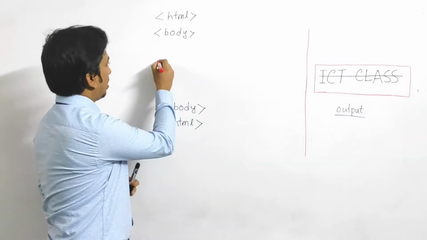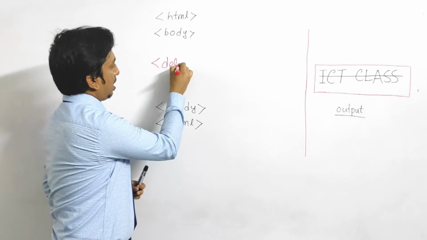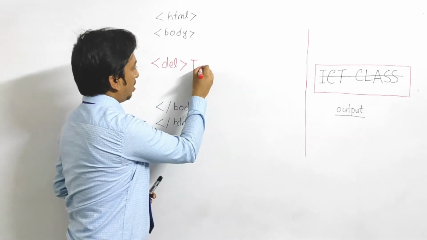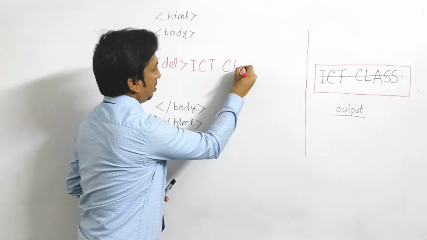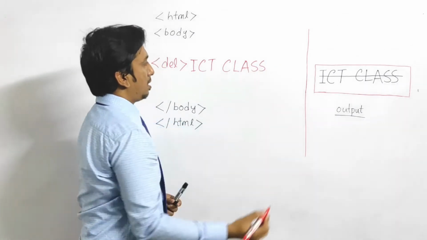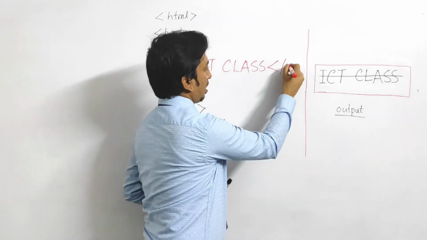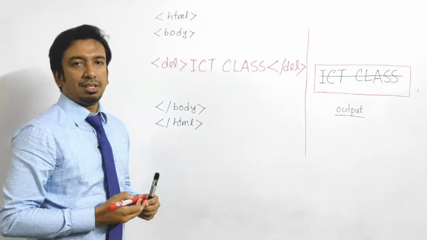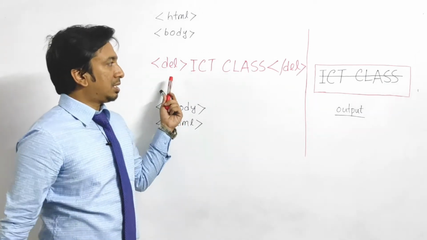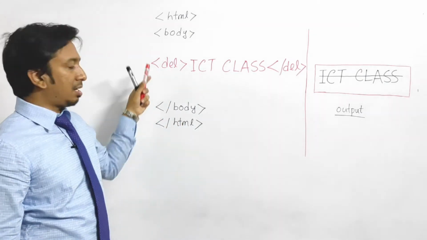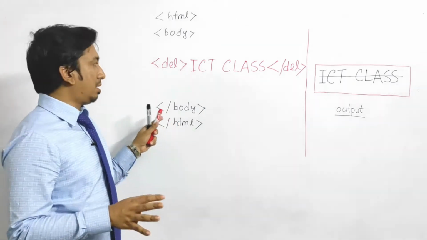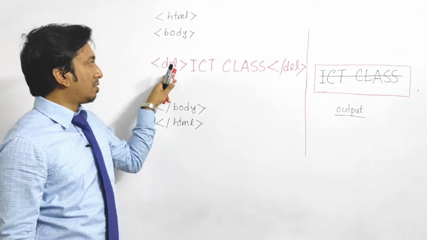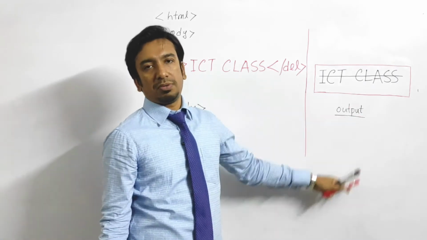So write again here the del tag, and then ICT class, again write ICT class, and now we have to close the del tag. I think it's very easy, right? The first line, second line, and third and fourth lines are the same, but you have to change the middle portion inside the body to show the output.